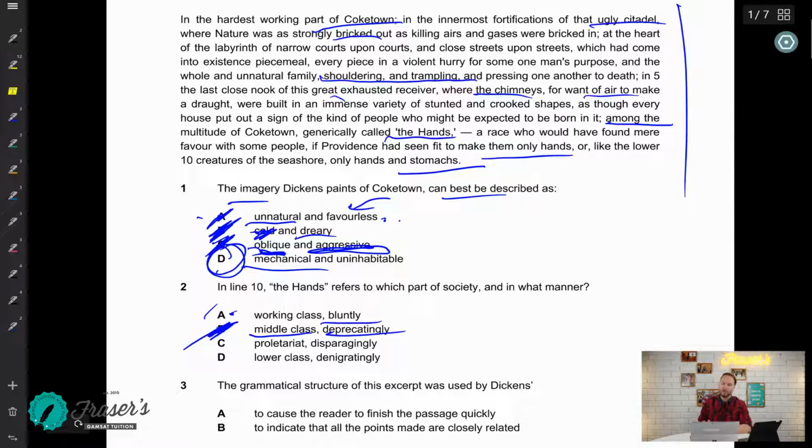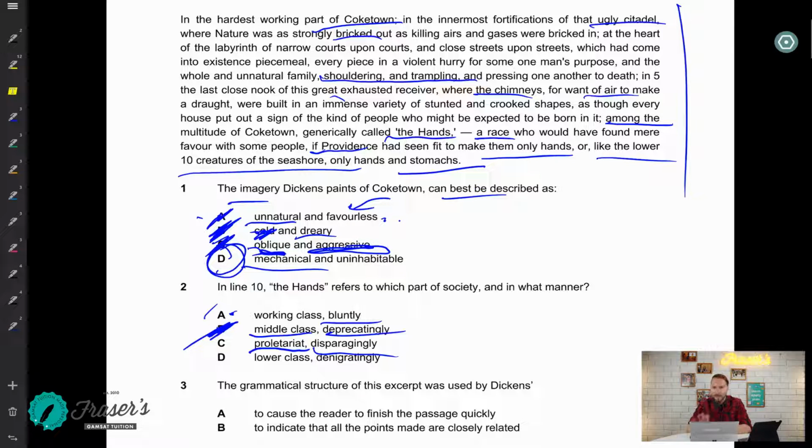C, proletariat and disparagingly. Now, proletariat is an anachronistic word. And disparagingly, well, it is disparaging. They're not given the status of human beings. So we have a race. If Providence seemed fit to make them only hands, like the lower creatures of the seashore, only hands and stomachs. So it is disparaging.